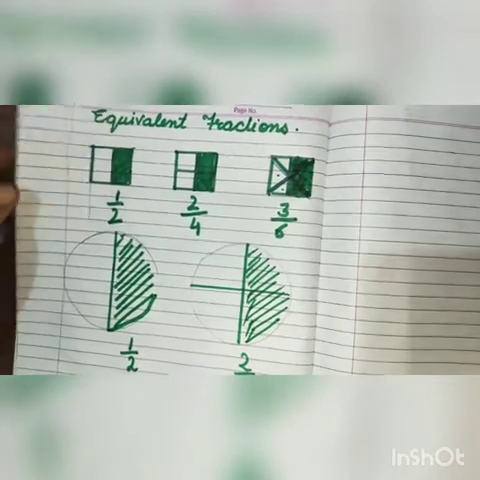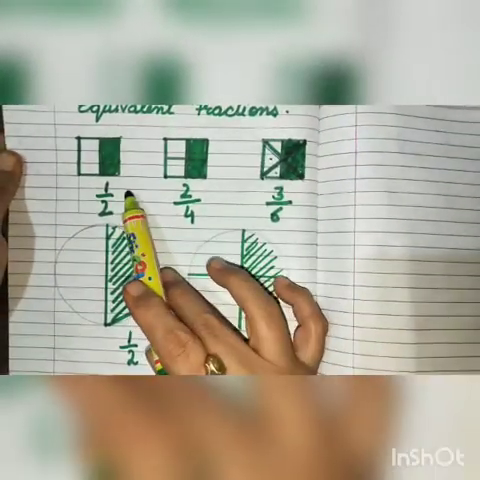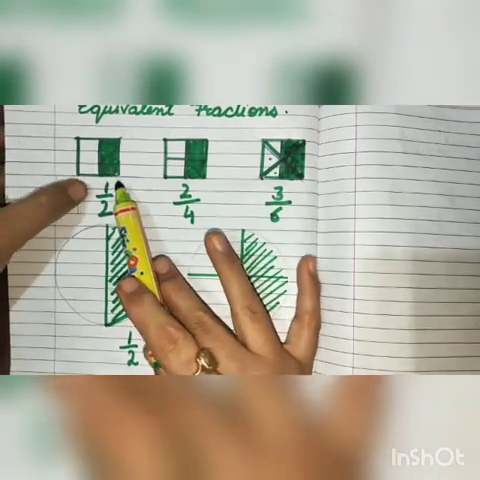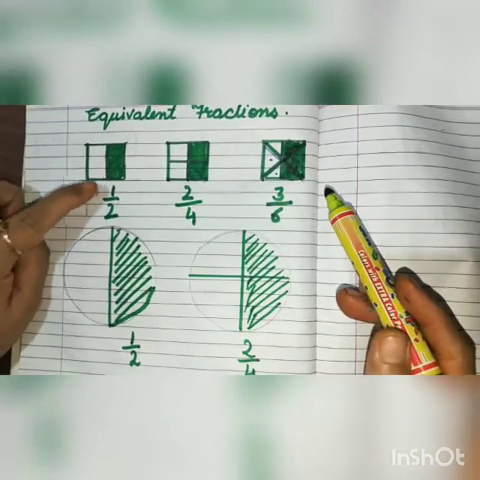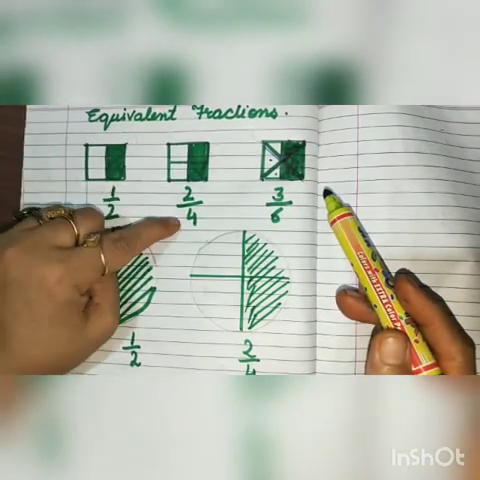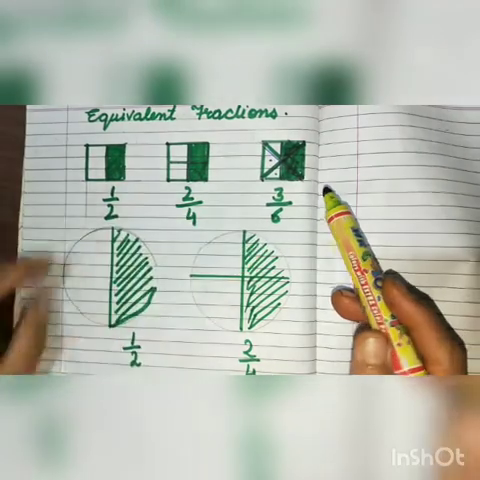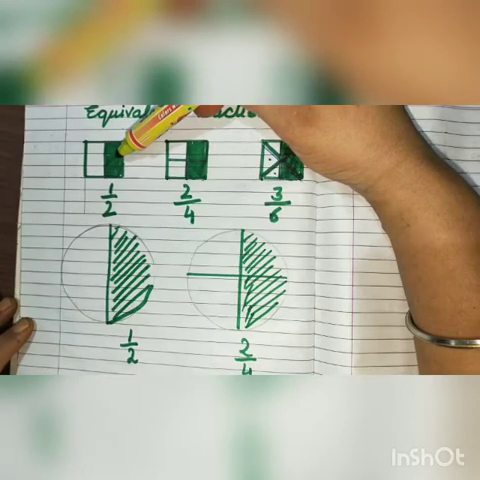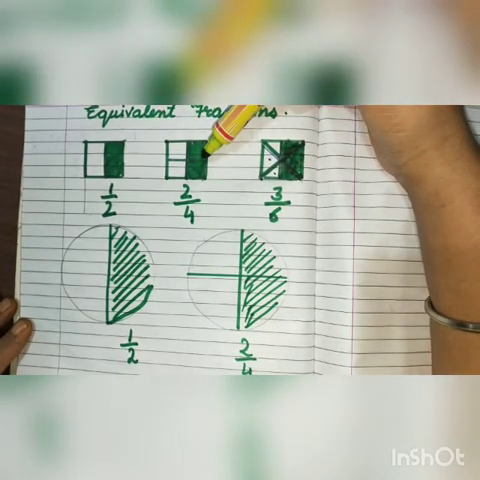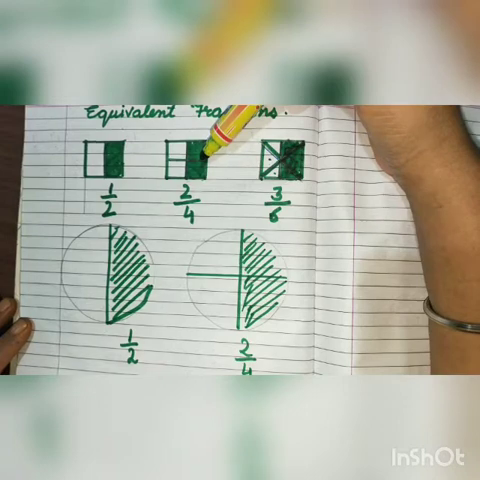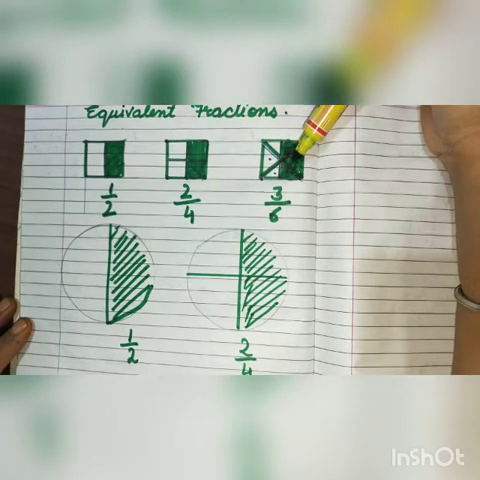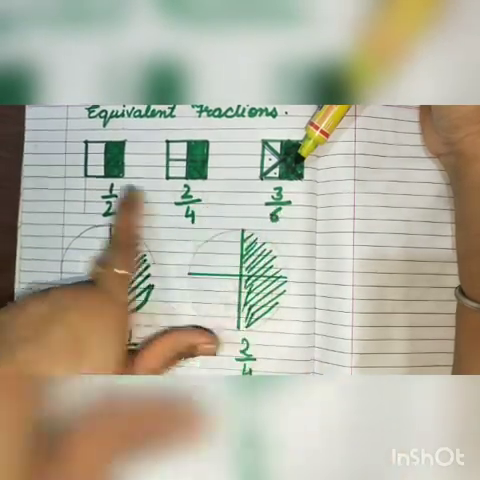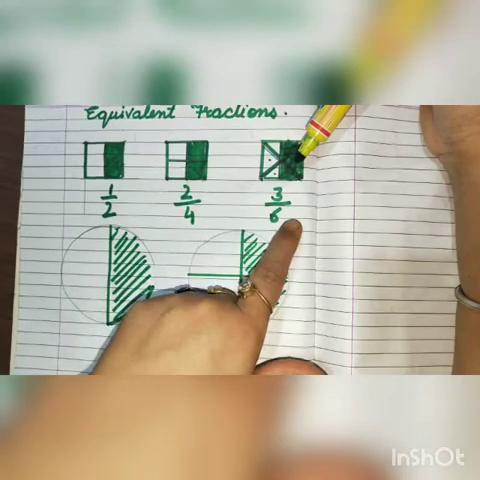Please look carefully. In the first example, I have shaded 1 part out of 2, 2 parts out of 4, 3 parts out of 6. Please look carefully. Here I have shaded half the square. Again here I have shaded half the square. Here again half the square. In all these 3 squares I have shaded half, half, half.